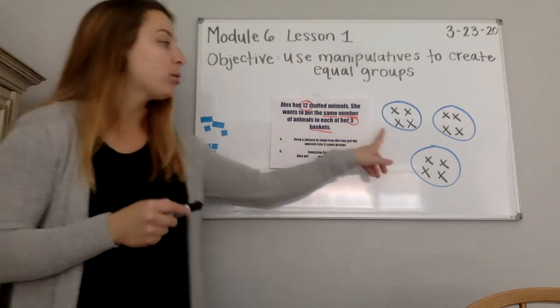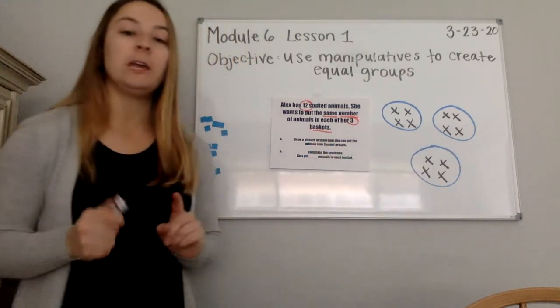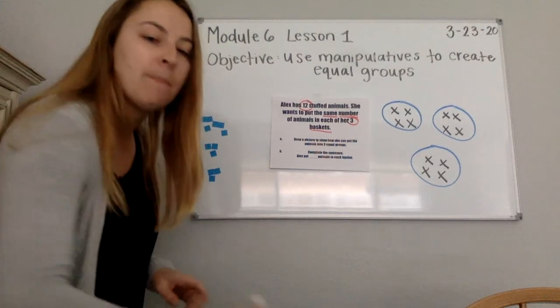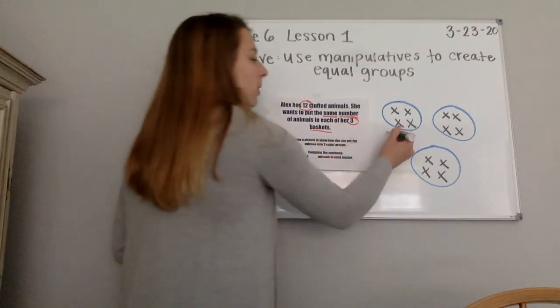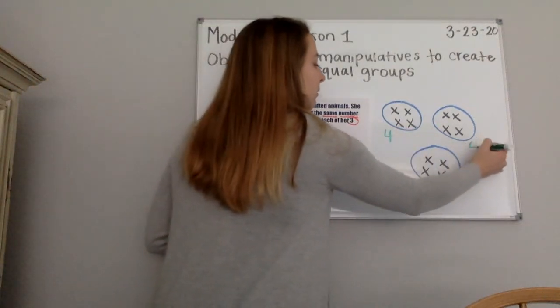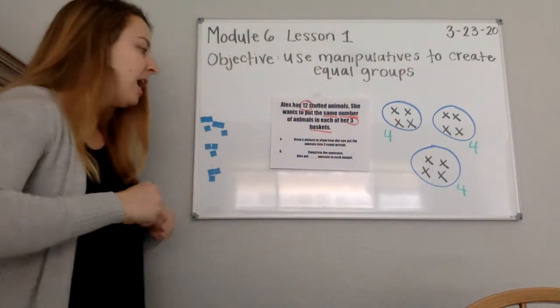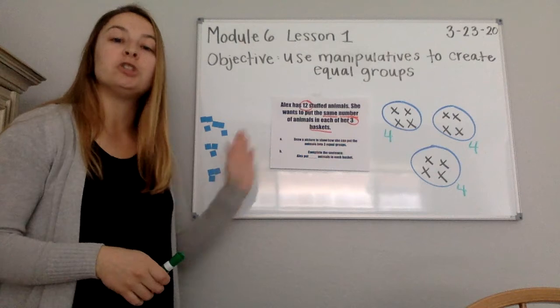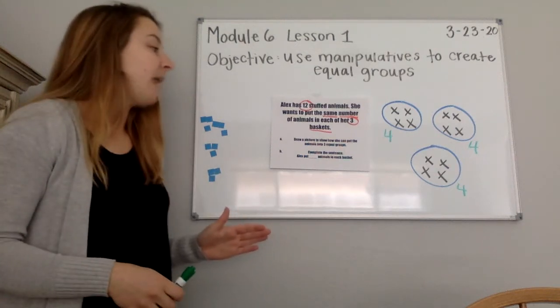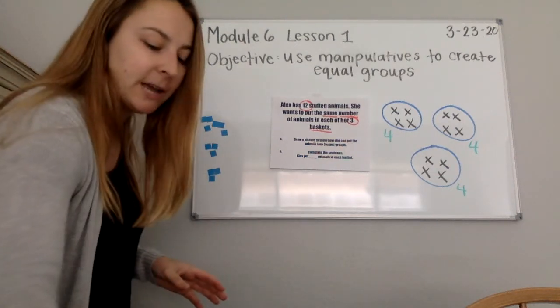She has created 3 equal groups. I know they're equal because they have the same amount of stuffed animals in each one. 4 in the first, 4 in the second, and 4 in the third. I've completed part A, which was just to draw a model of Alex's baskets with her stuffed animals.